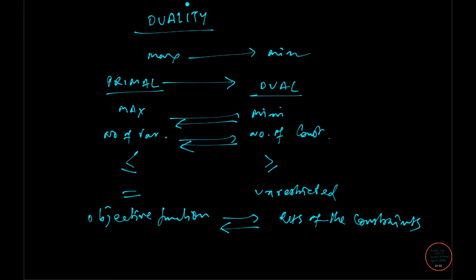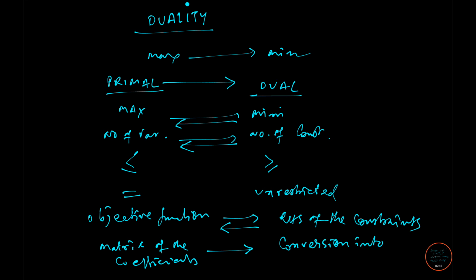The coefficient of the jth variable in the ith constraint will be a, and in the matrix formation of the coefficients, we will see only one thing, and that is the conversion into another one, which is said to be the transpose.